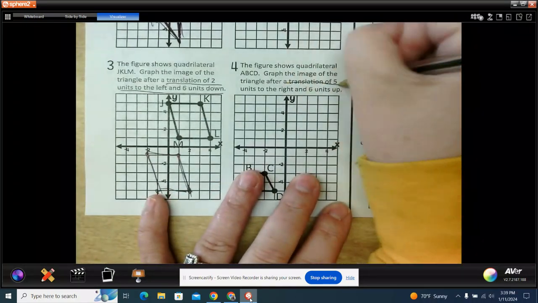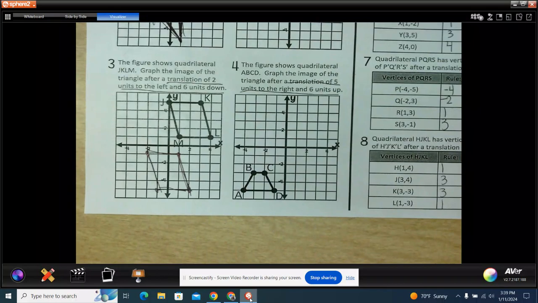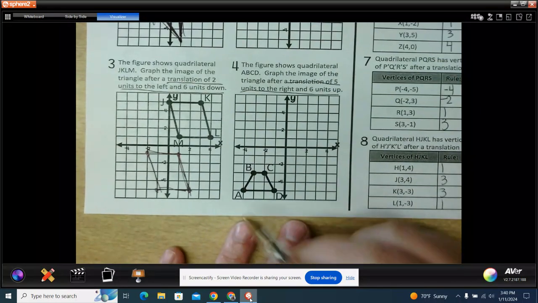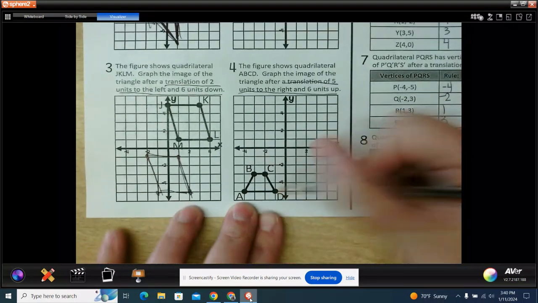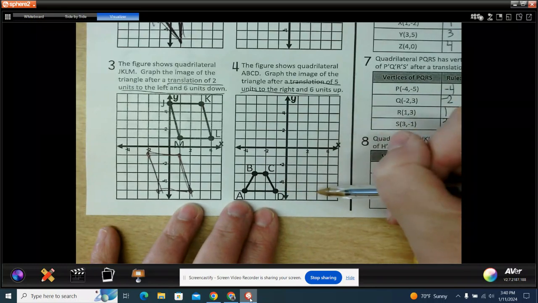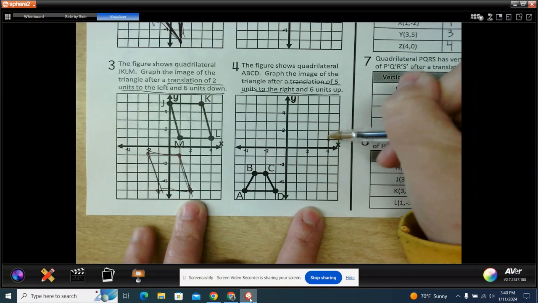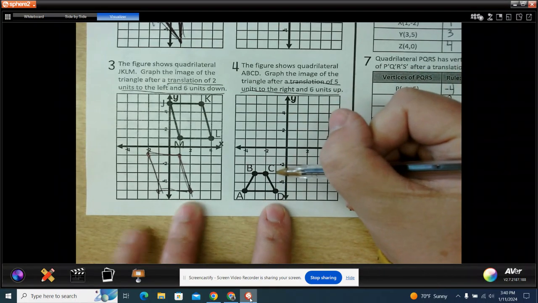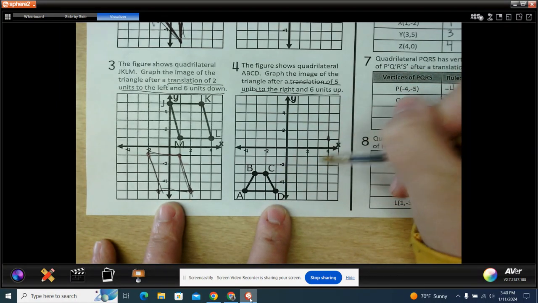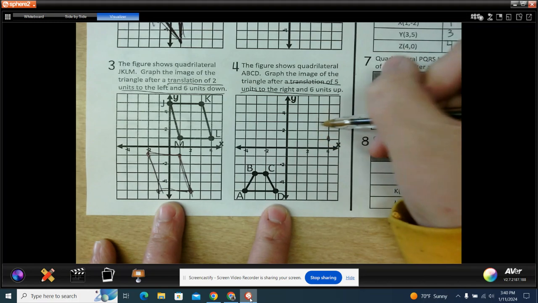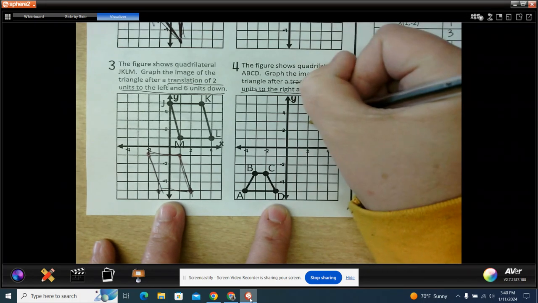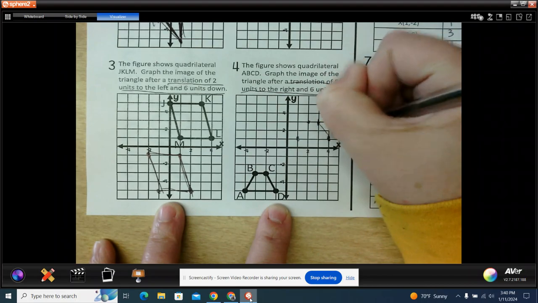And we're going to translate our quadrilateral 5 units to the right and 6 units up. Start at any letter. So I'm going to start at D. Right 1, 2, 3, 4, 5. Up 1, 2, 3, 4, 5, 6. Then we'll do the same thing with C. 1, 2, 3, 4, 5. 1, 2, 3, 4, 5, 6. And then repeat with B and with A.